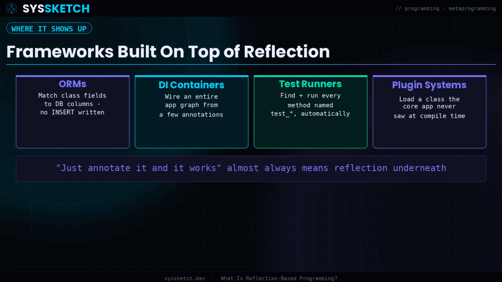Once you know to look for it, reflection is everywhere. Object relational mappers use it to match your class's fields to columns in a database table, without you writing a single insert statement. Dependency injection containers, like Spring in Java or ASP.NET's built-in DI, use it to wire together entire application graphs from a handful of annotations. Testing frameworks use it to discover and run every test method automatically. Plugin systems use it to load a class from a file the core application has never seen and still call its methods safely. Even IDE autocomplete leans on reflection-like metadata to know what a method expects. Almost every framework whose selling point is "just annotate it and it works" is running reflection quietly underneath that convenience.